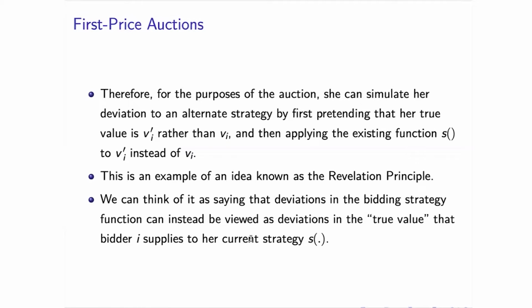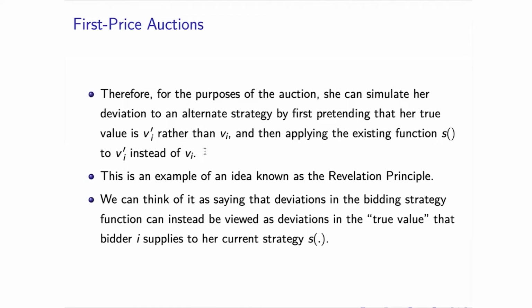So either the player can report the true value, which is Vi, which will not necessarily result in the bid being Vi. We'll see whether that is the case. Or the player can report some other valuation Vi prime, and then the bid will be decided by S of Vi prime. So instead of choosing different functions, the player's problem becomes choosing different valuations to report to this function, and then letting the function choose a value based on that. So this is actually an example of a very complex idea called the revelation principle, which is one of the founding stones of mechanism design.